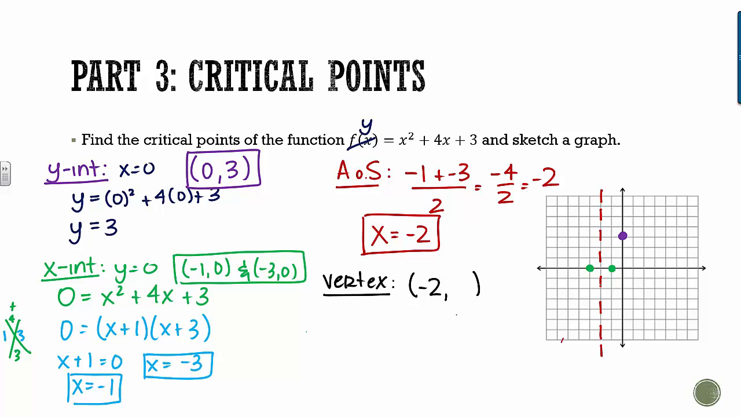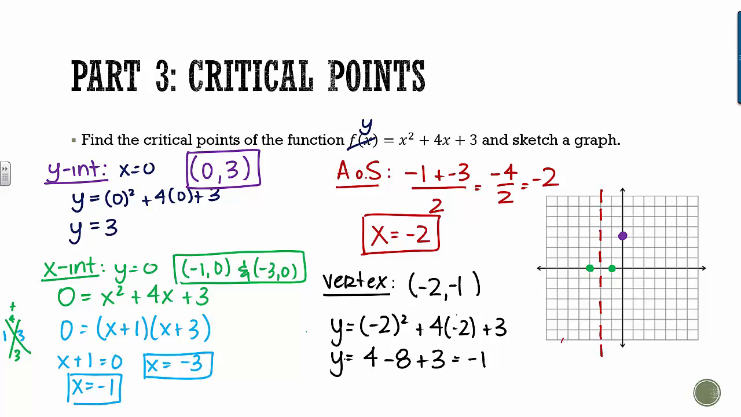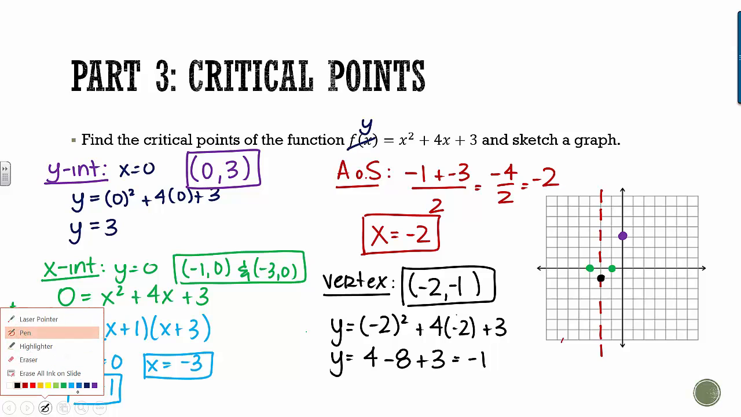So what I'm going to do is plug it into my equation. So I have -2 squared plus 4 times -2 plus 3. -2 times -2 is 4. Subtract 8 and then add 3 and you end up with a -1. So that's what y equals. And I can plot this point, -2, -1.